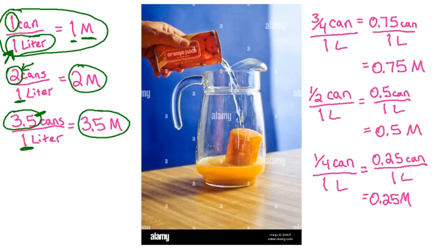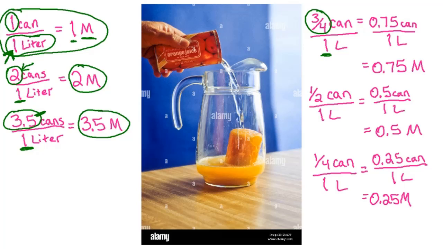Now let's look over here to the right and let's make these problems a little tiny bit more difficult, and let's figure out the molarity from them. If we have 3/4 of a can in 1 liter of water, because you like your orange juice a little bit more watery, you don't want to put a whole can in the liter of water, you just want to put 3/4 of a can.